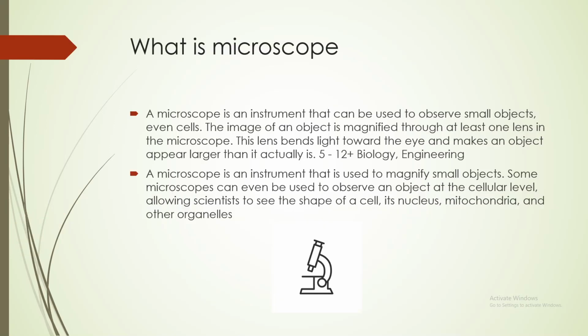So what is a microscope? A microscope is an instrument that can be used to observe small objects, even cells. The image of an object is magnified through at least one lens in the microscope. This lens bends light towards the eye and makes an object appear larger than it actually is.